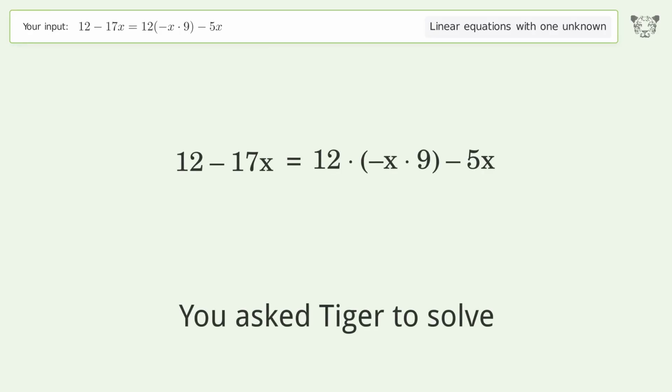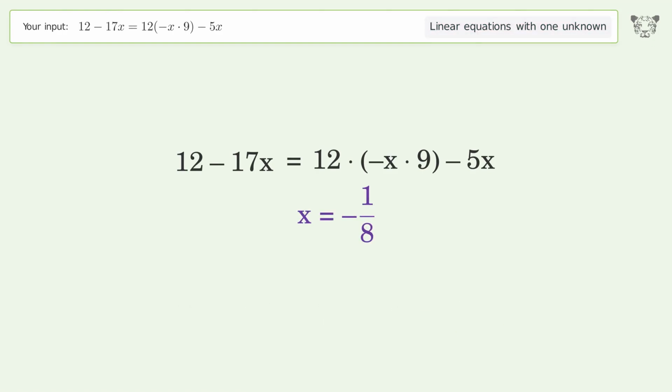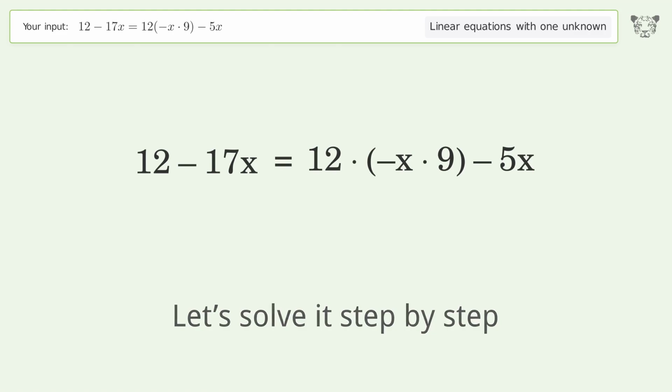You ask Tiger to solve this. It deals with linear equations with one unknown. The final result is x equals -1/8. Let's solve it step by step.